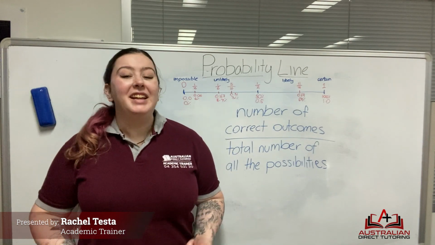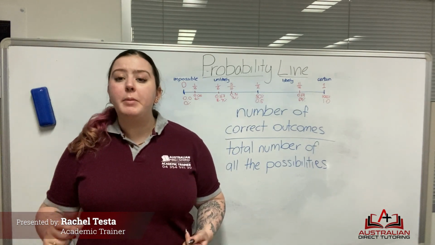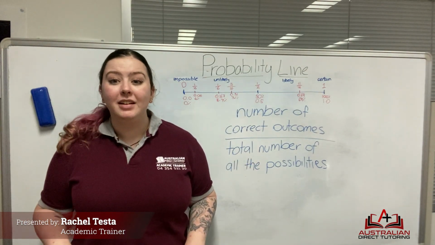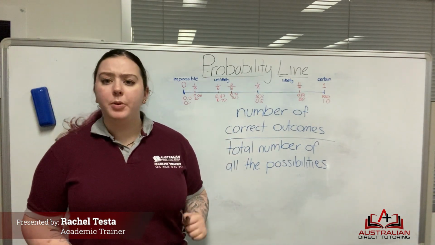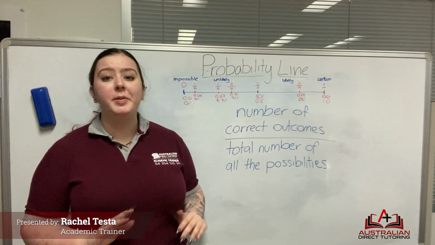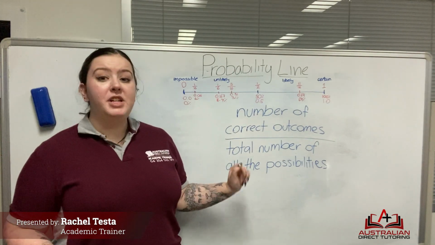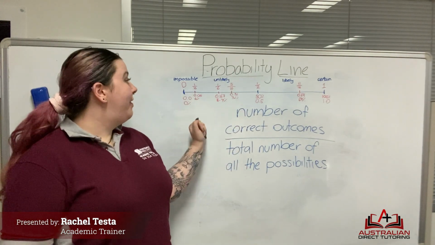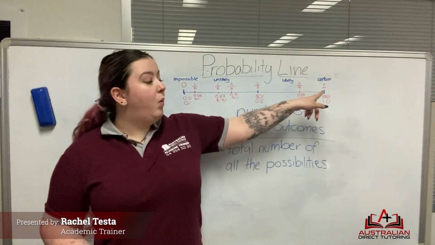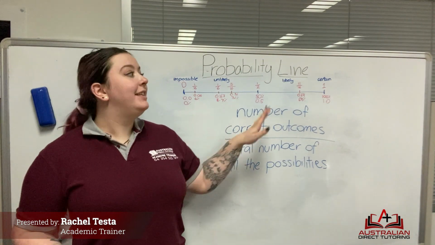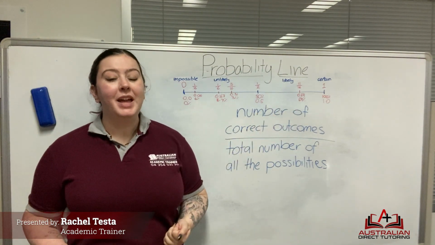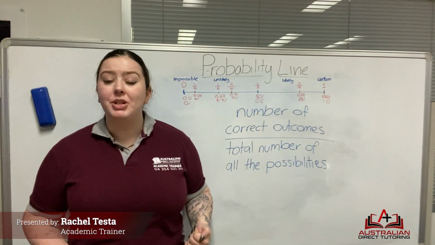You did great! Can you remember what our trick is to find the probability of anything you like? The top number is the number of all the correct outcomes, and the bottom number is the total number of all the possibilities. We also learned about the probability line today. We learned that 0 is impossible, 1 is certain, anything less than half is unlikely, and anything more than half is likely. The best way to remember all of this information is with practice.